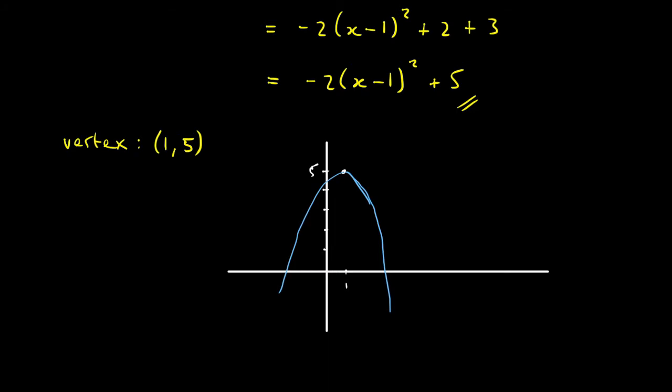So what are the y values that I can have? Well, basically, the y values are going to be 5 and everything below. Okay? Because I can't be anything higher than 5. So the range, in this case, is y is less than or equal to 5.